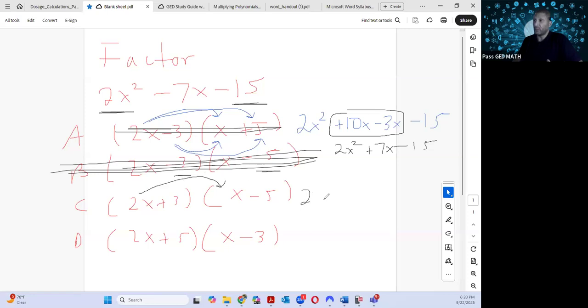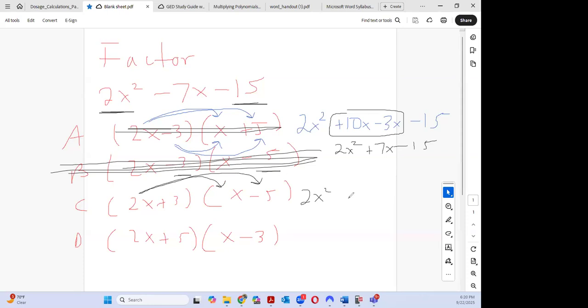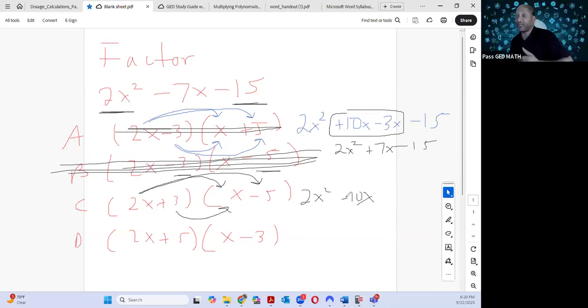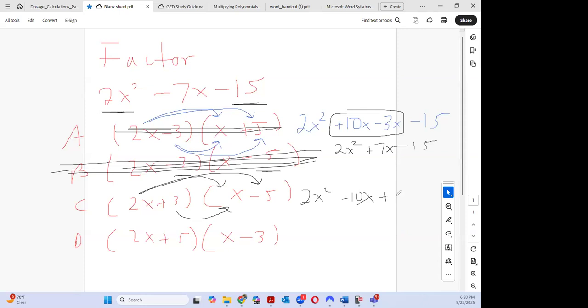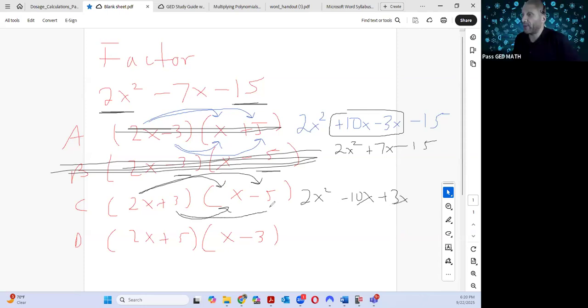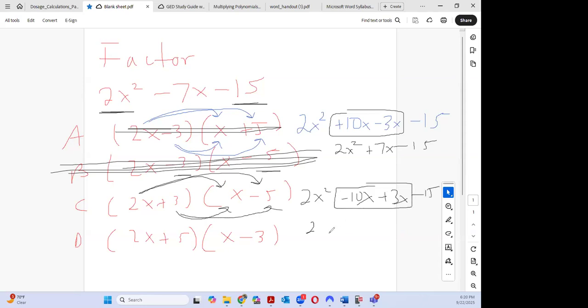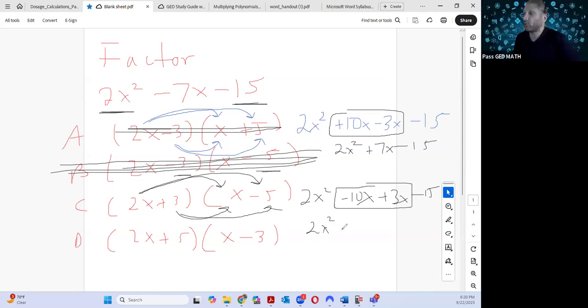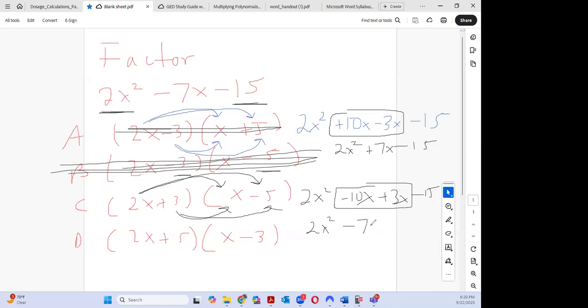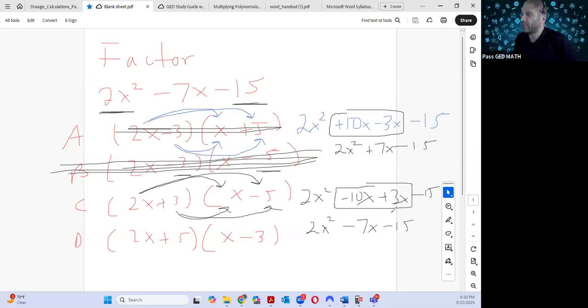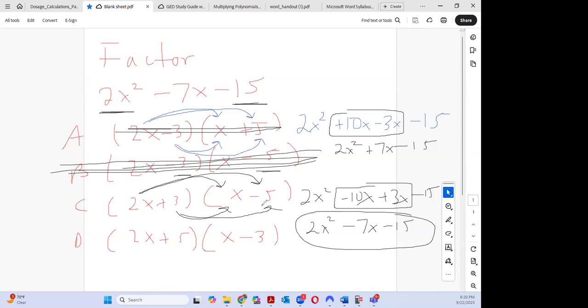Now, we already know this. So 2x squared; 2x times minus 5 is not a positive 10x, it's a what? Negative 10x. 3 times x is not a negative 3x, it's a positive 3x. And then plus 3 times minus 5 is minus 15. We have two like terms right there. So we've got 2x squared. What's minus 10 plus 3? Minus 7. Minus 7x minus 15. Is that what we're looking for? Yes. C is the answer.